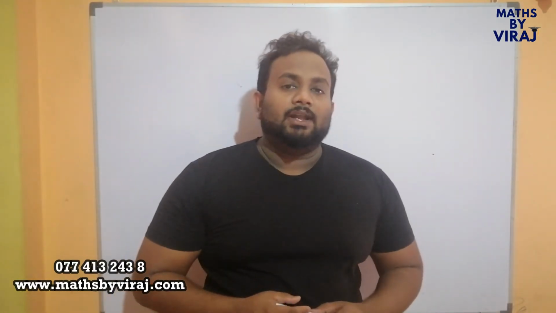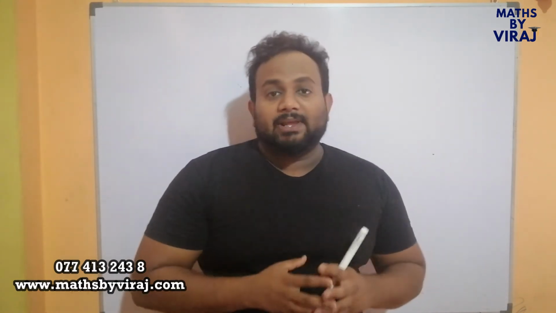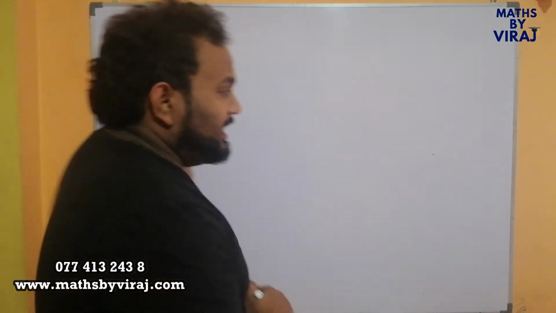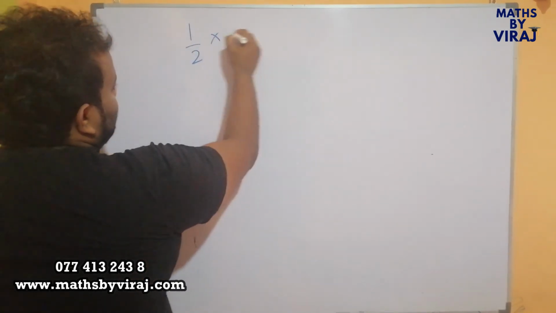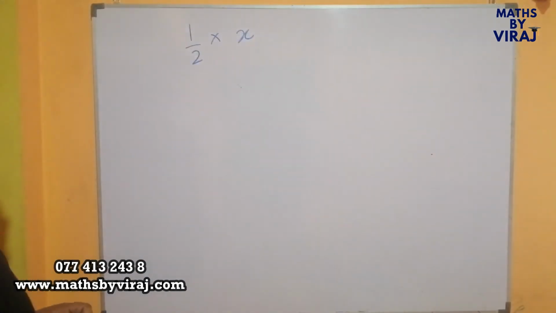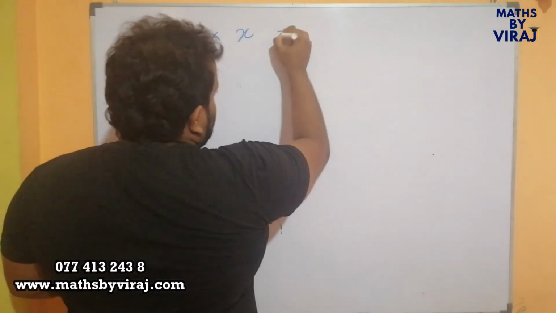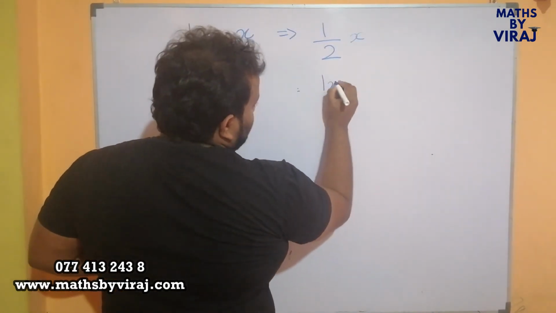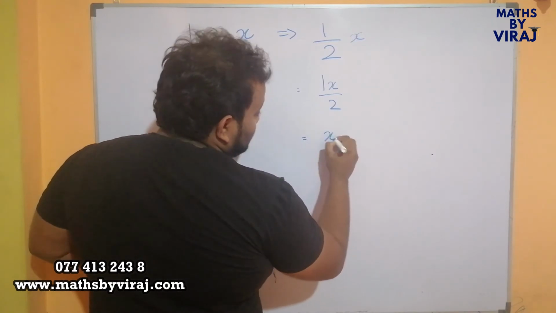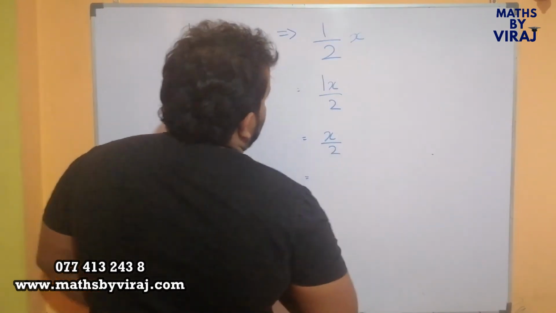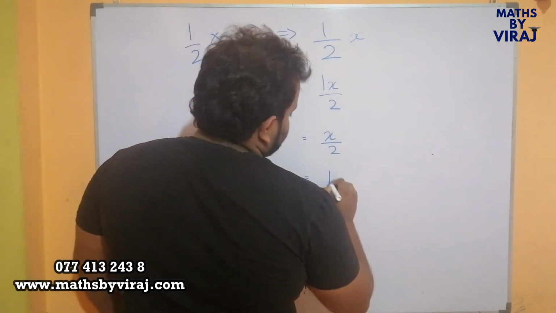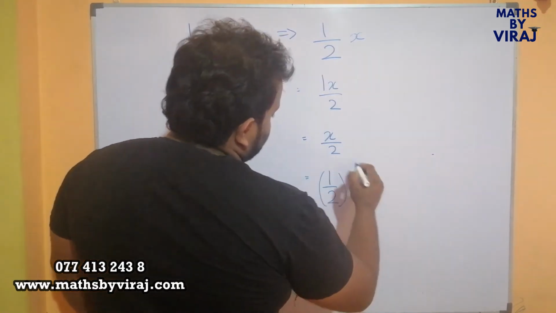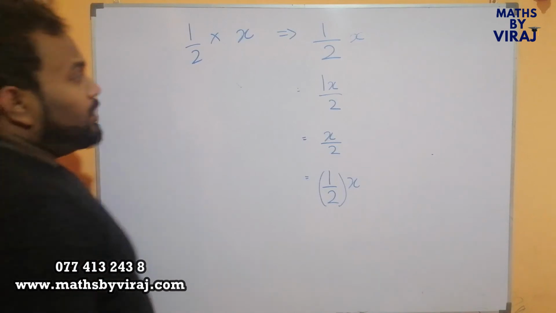Children, another small part when it comes to multiplication of a variable and a fraction, there's a small part that you all misunderstand. Now, if half is to be multiplied by x, in some textbooks you find it as half x as such. Some 1x over 2. Some textbooks x over 2. In some textbooks you have other forms. Yes, all of them are correct.